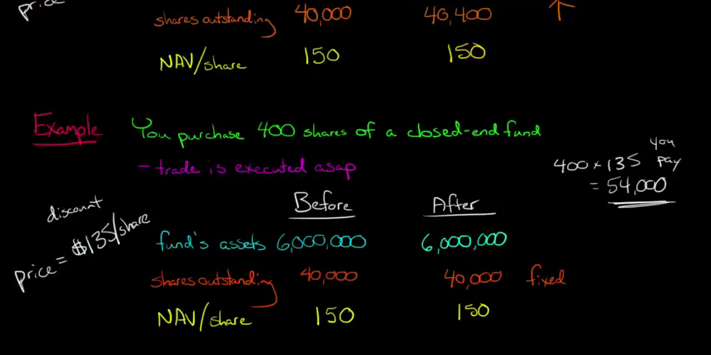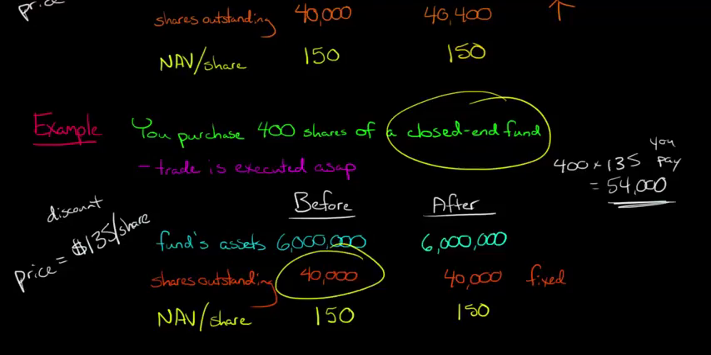So we notice that with the closed-end fund, we are dealing with another investor who has already invested in the fund, right? When the fund originally opened, they sold those 40,000 shares, and now these 40,000 shares are just out on the market, and whoever owns them can sell them for whatever price they want. They say, look, I'll take $135 a share. You say, okay, I'll pay that. I'll pay $54,000. Now you own those shares, but nothing changes with the fund's assets or the number of shares outstanding as a result of your transaction.